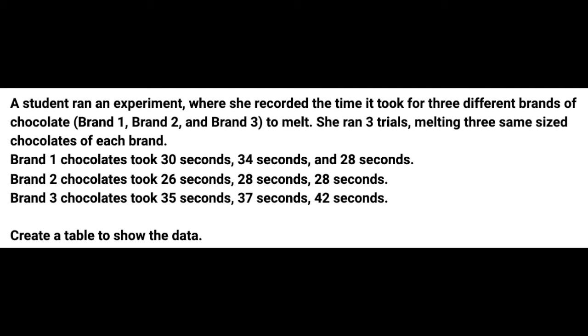A student ran an experiment where she recorded the time it took for 3 different brands of chocolate, brand 1, 2, and 3, to melt. She ran 3 trials, melting 3 same-sized chocolates of each brand. Brand 1 chocolates took 30 seconds, 34 seconds, and 28 seconds. Brand 2 chocolates took 26 seconds, 28 seconds, and 28 seconds. Brand 3 chocolates took 35 seconds, 37 seconds, and 42 seconds. Create a table to show the data.